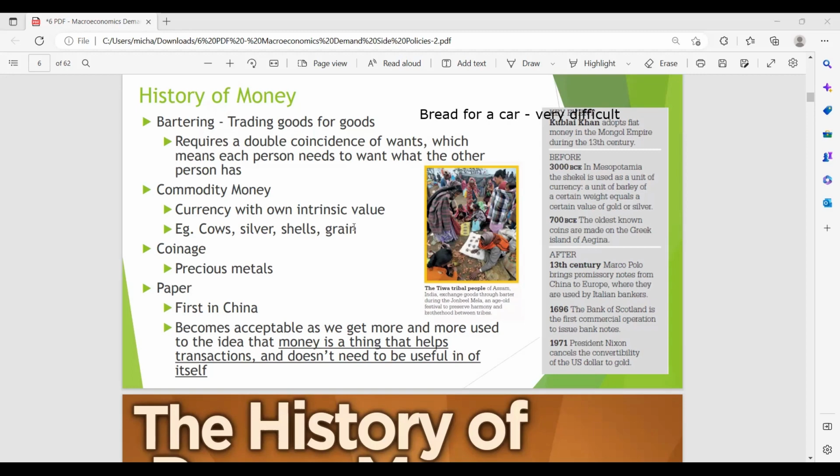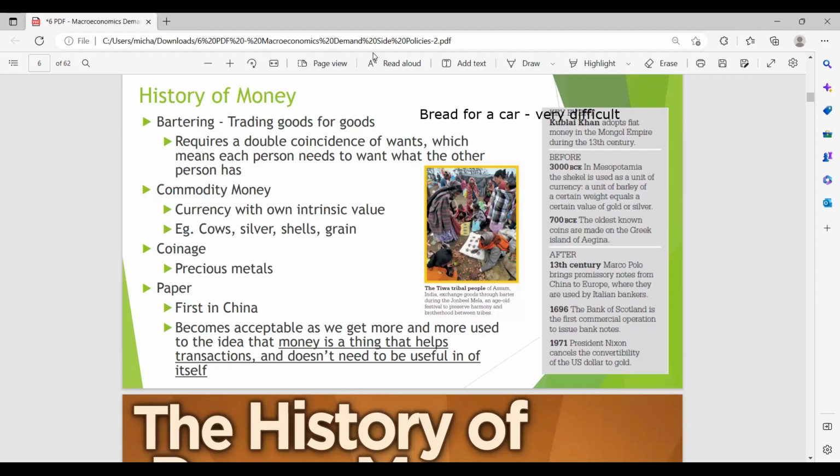And then commodity money. Commodity money is what happened before we had our money today. Before 1971, the US dollar was convertible to gold. And then in 1971, the US dollar couldn't be converted to gold anymore. So there wasn't any sort of intrinsic value to money anymore, because money was just money, it was just paper.